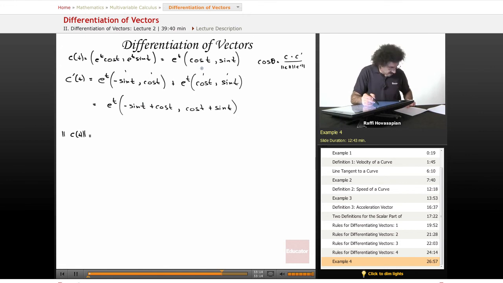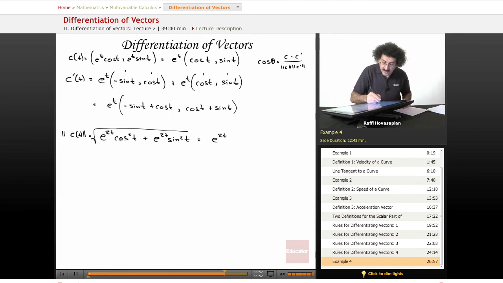This dotted with itself. Okay, so we're going to end up with e of 2t, right? Because e of t times e of t is e of 2t. This dotted with itself, you're going to end up with cosine squared t, okay, plus e to the 2t sine squared t, all under the radical.